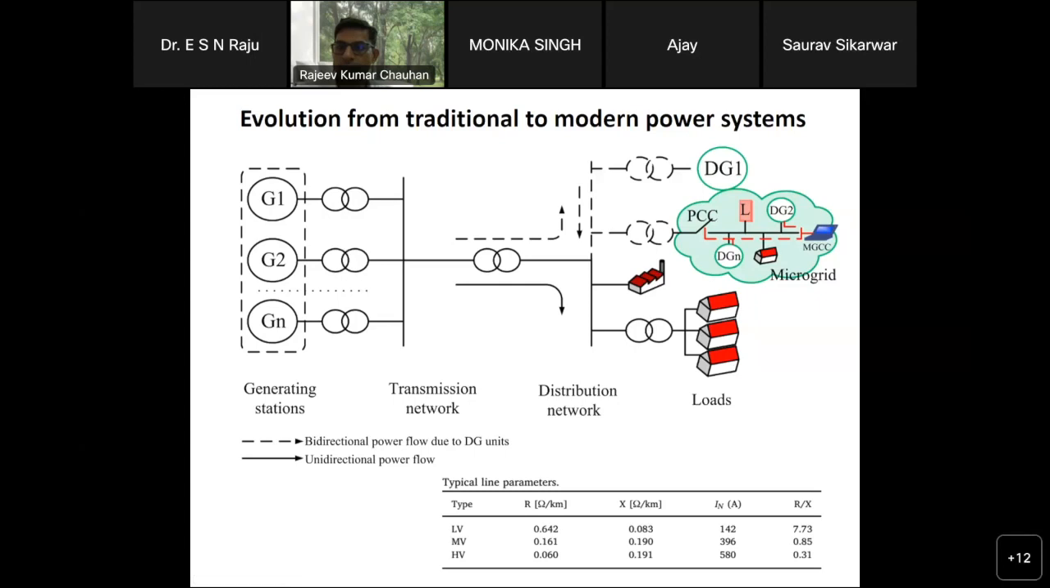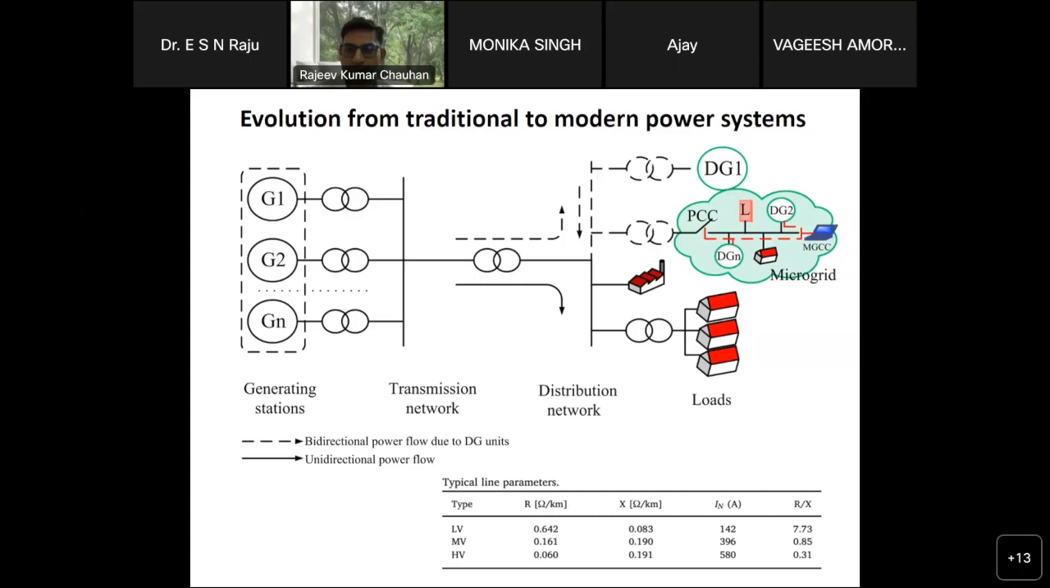When we see the typical line parameters, high voltage lines usually have an R by X ratio, since X is dominating, of about 0.31. For medium voltage, we will have 0.85. For low voltage lines, we will have 7.73. This R by X ratio is very important when we are talking about the microgrid, since we are integrating at the low voltage distribution network, and this R by X ratio is going to play an important role in the microgrid.